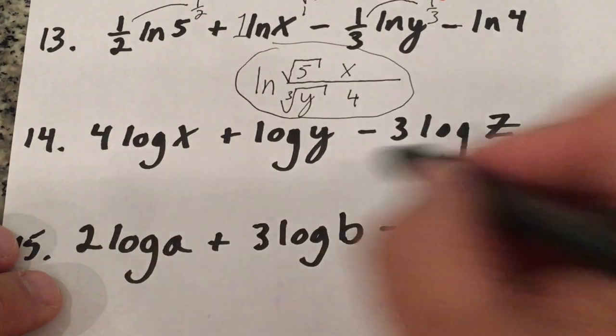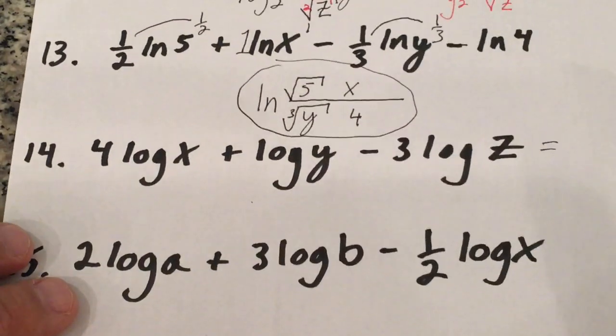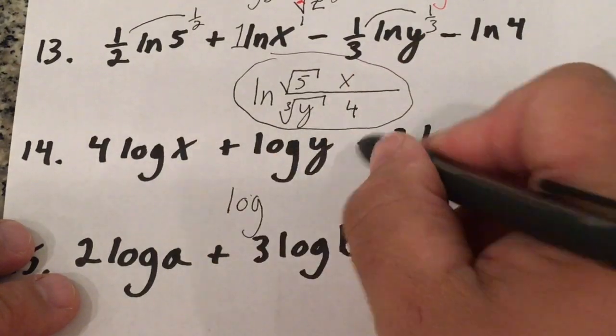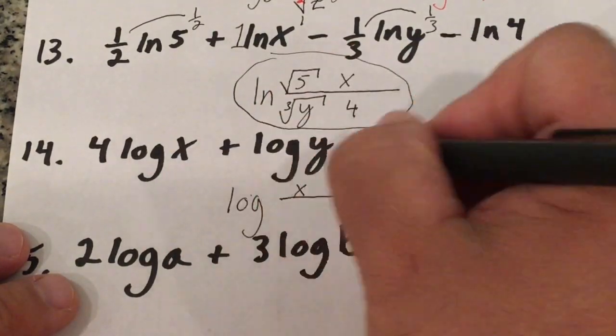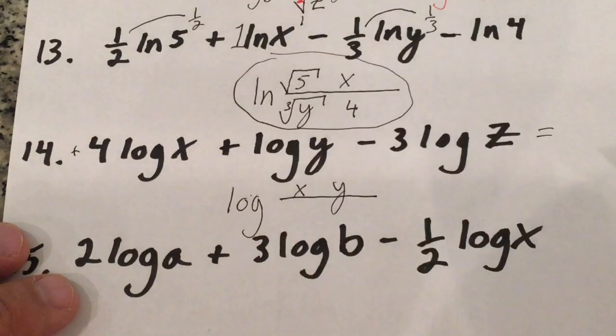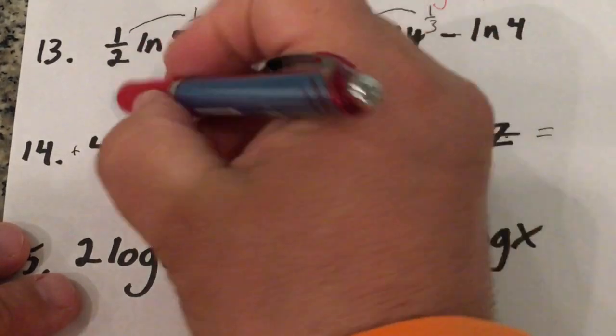I'm going to write the word log 1 time. I see a minus sign, so I draw a division bar. X goes on top, y goes on top, they both have a positive in front. The z goes on the bottom, it has a negative in front. The x gets raised, this 4 gets kicked up to a power.